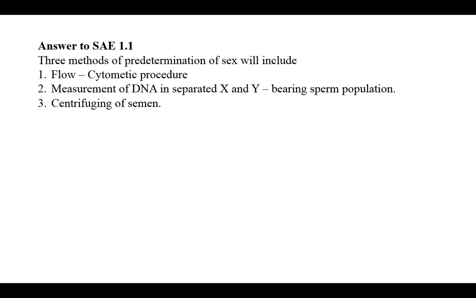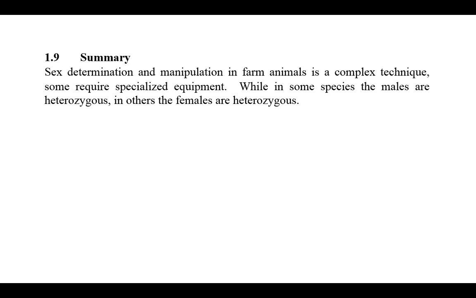Now, if you have not gotten the answers to self-assessment exercise number 1, which is 1.1, the 3 methods of predetermination of sex must include flow cytometry procedure, measurement of DNA in separated X and Y bearing sperm population, and centrifuging of semen. In summary, sex determination and manipulation in farm animals is a complex technique. Some require specialized equipment, while in some species the males are heterogametic, in others the females are heterogametic.